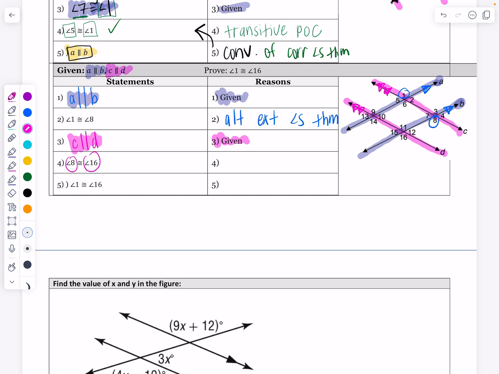And so what kind of angles are 8 and 16 around those? Those are going to be our corresponding angles. Those are congruent because those are our corresponding angles. So our corresponding angles theorem allows those to be congruent since those lines are parallel.